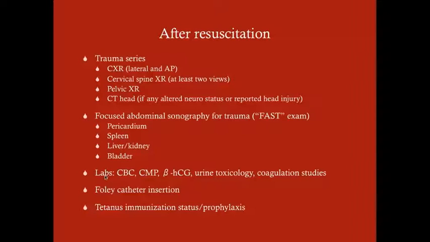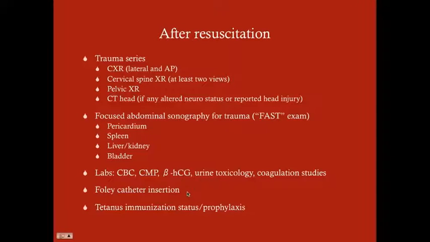Labs that you should always have ordered in any trauma patient are CBC, CMP, a beta HCG. You want to know if the woman is pregnant because that may alter our management. Urine tox screen, especially looking for alcohol and drugs, and coagulation studies in case we need to give the patient blood. Foley catheter, generally you're going to insert these because if we're giving them fluids, we want to make sure that they're producing urine, but we may need to insert it for other reasons.